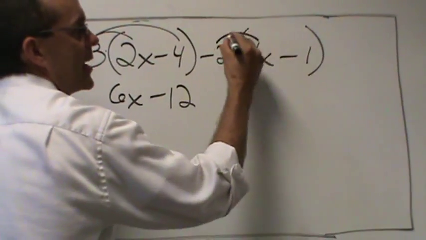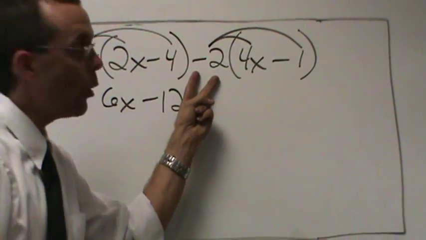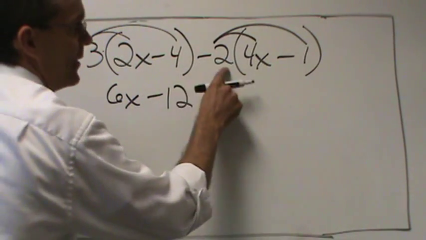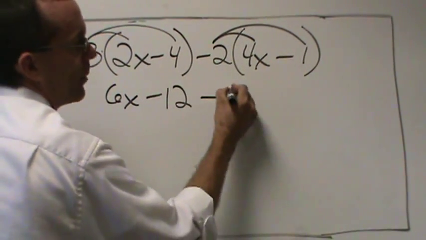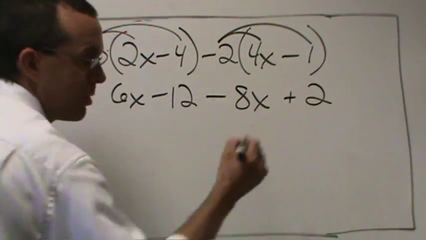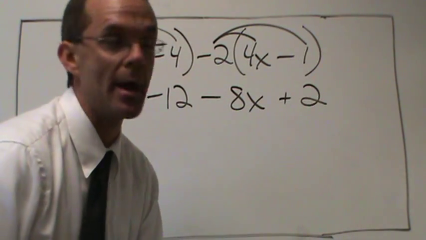Same thing on the second set of parentheses, but one common error students make is they don't realize this is a -2 you're distributing. The sign in front of a number goes with that number. So when I distribute, I get -8x and +2. That +2 is frequently a mistake that students make.